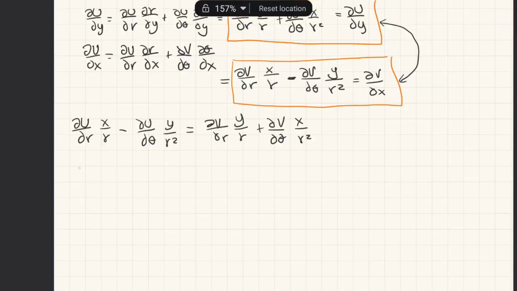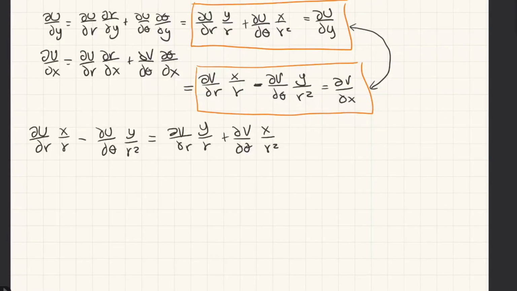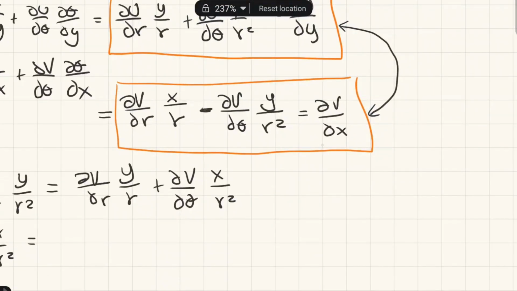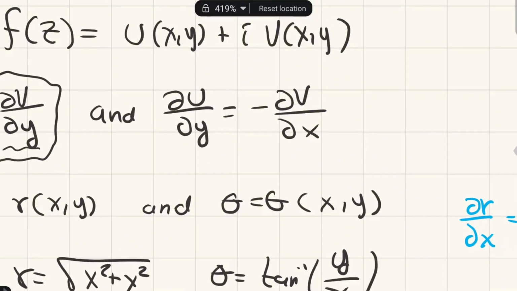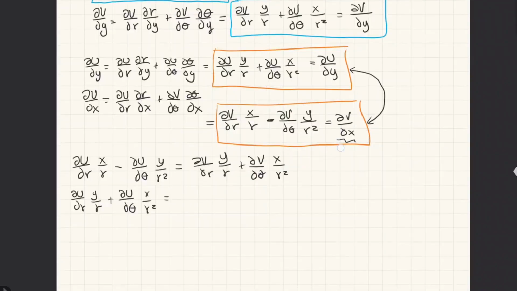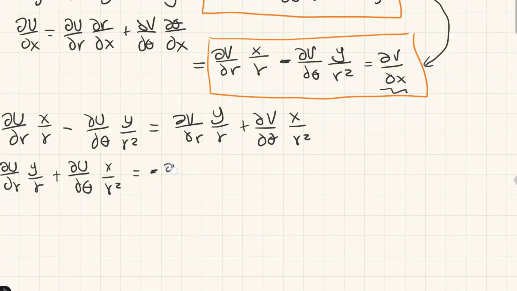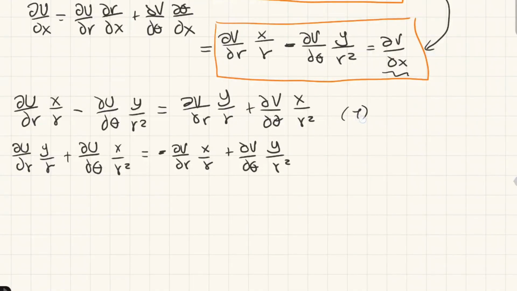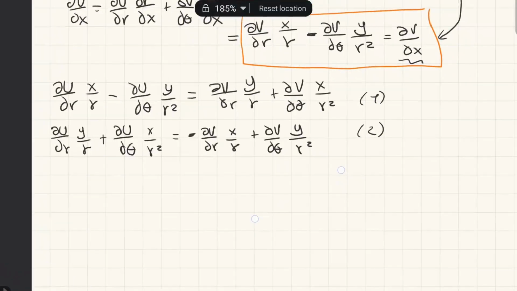And then for the second equation, we are going to get that the derivative of u with respect to r, y divided by r, plus the derivative of u with respect to theta, x divided by r squared, is equal to, and remember that we are going to get the negative of this expression, right? The Cauchy-Riemann equation tells us that we need to take this minus sign over here. So this will be minus the derivative of b with respect to r, x divided by r, plus the derivative of b with respect to theta, y divided by r squared. And let me label these two equations 1 and 2.